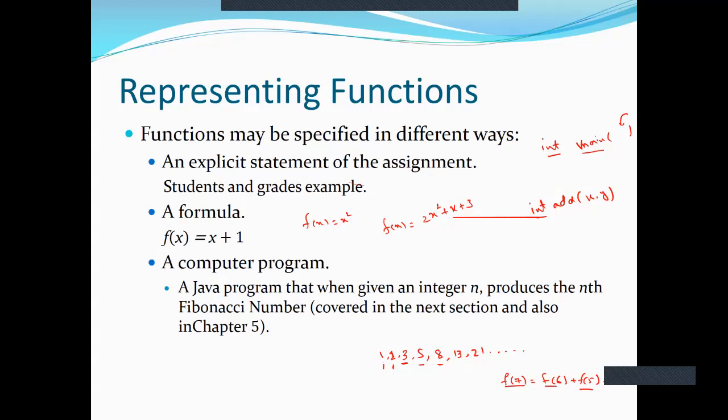So this is again a program that returns such a value, the seventh Fibonacci number, by taking an argument, right? So a Java program, when given an integer n, produces the nth Fibonacci number. So you give an integer 7, or you may be interested to find the 21st Fibonacci number or 30th Fibonacci number. So n is 30, and what you want to produce is f of 29 plus f of 28. This is just to give you an example of how we actually represent the functions. So three methods: explicit statements, a mathematical formula, or a computer program.